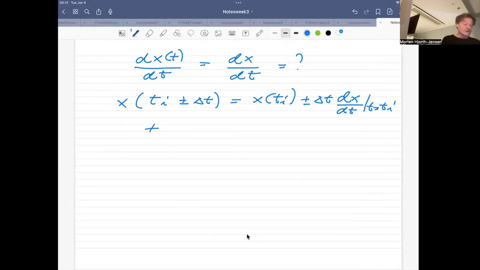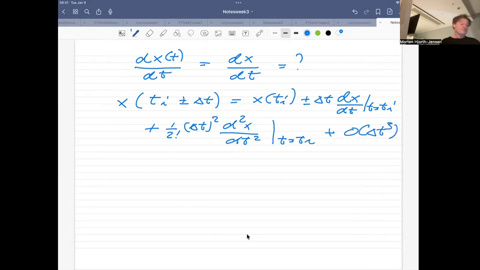And for the second derivative, the plus minus just becomes a plus. So we have 1/2 factorial, and then we have delta t squared. And then we have the second derivative, d²x/dt², and this is evaluated again at t equal to t_i. And then we have higher order terms, which we just simply write as delta t cubed.